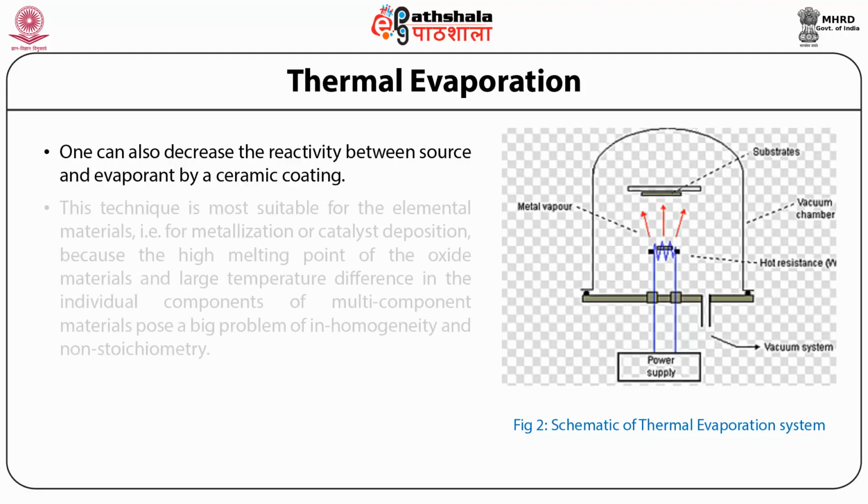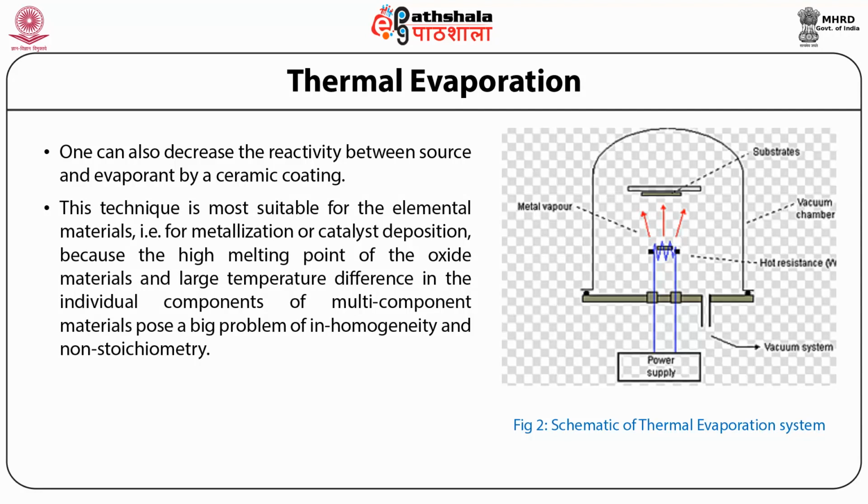So students, this technique is not suitable for the elemental materials, that is for metallization. It is mostly suited for metallization or catalyst deposition, because the higher melting point of oxide materials and the large temperature difference in the individual components of multi-component materials pose a big problem of inhomogeneity and non-stoichiometry. This figure shows a schematic of a thermal evaporation system.